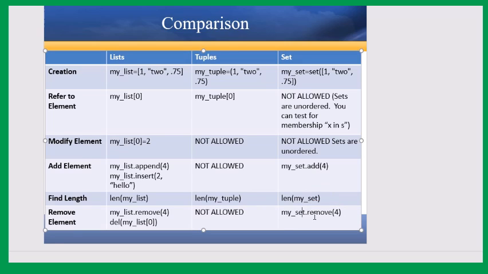You can remove things from the set. So this would remove the number 4 from the set. We don't know what order it's in because it's unordered, but if there's a 4 in there, it's not going to be there after you remove it. So that is a summary of lists, tuples, and sets.